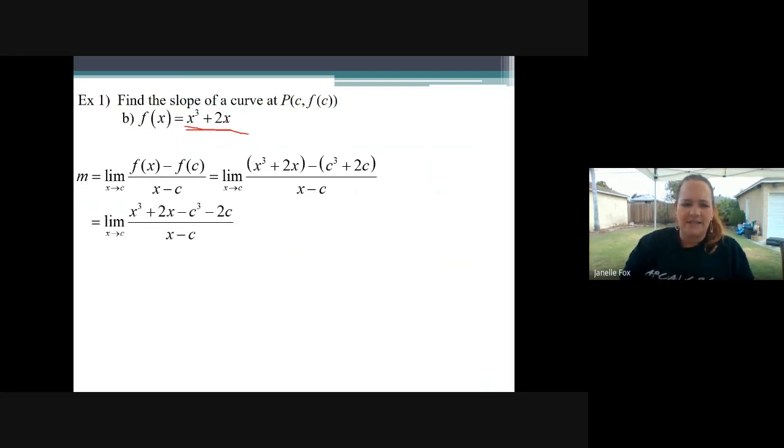Our next step is going to say the limit. I'm just going to distribute this guy right here, distribute and distribute. So I get x cubed plus 2x minus c cubed minus 2c all over x minus c with the limit as x approaches c in the front.